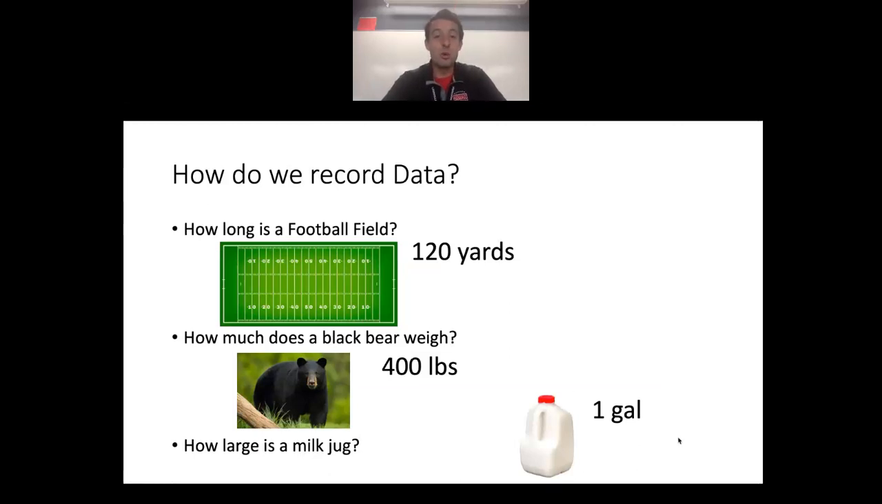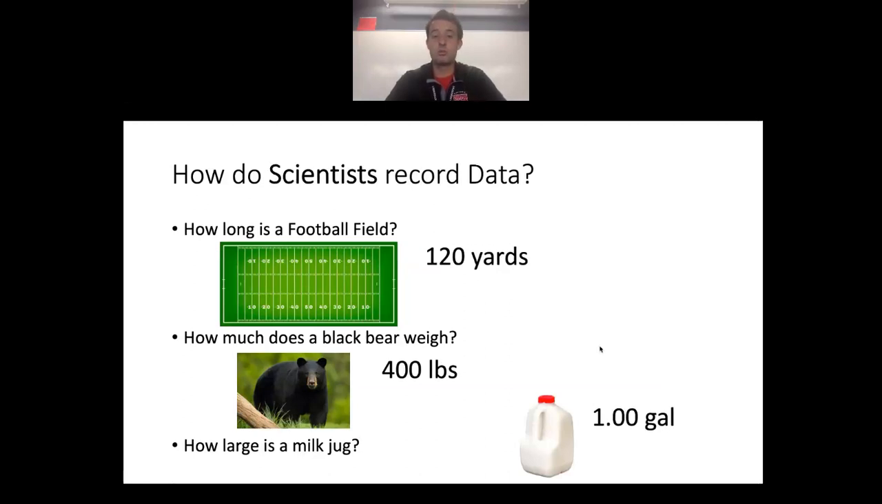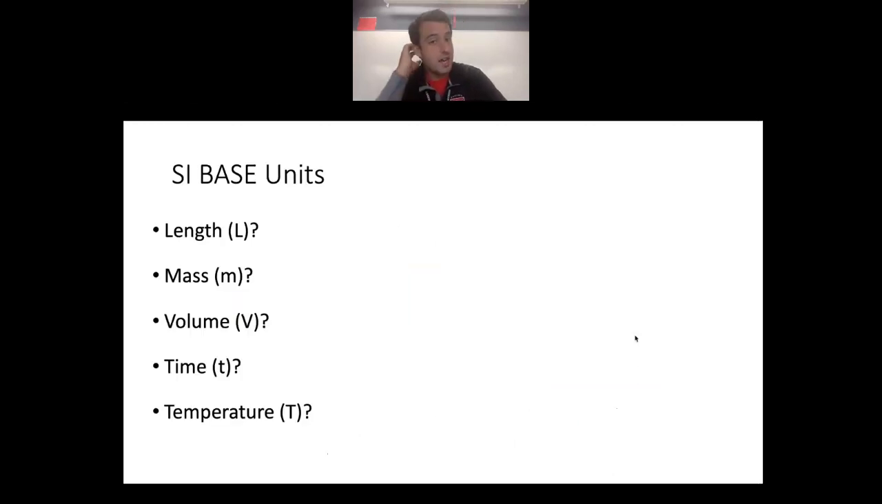Now, in the world of science, we would not use terms like yards, pounds, or gallons. Instead, we would use terms like meters, kilograms, and liters. Meters, kilograms, and liters are a part of what we call the SI system. SI stands for Système International. It's French. Sometimes we also just call it the metric system. So we're going to talk about the SI base units. These are all metric system units. You're going to want to write this down somewhere in your notes.